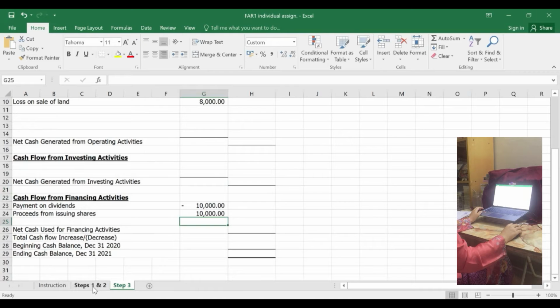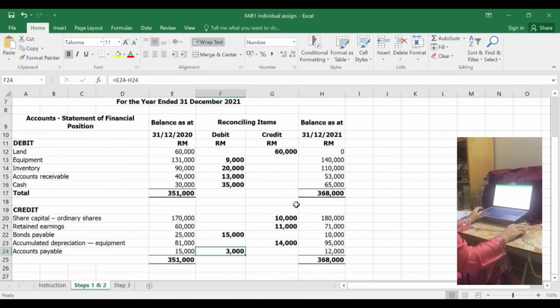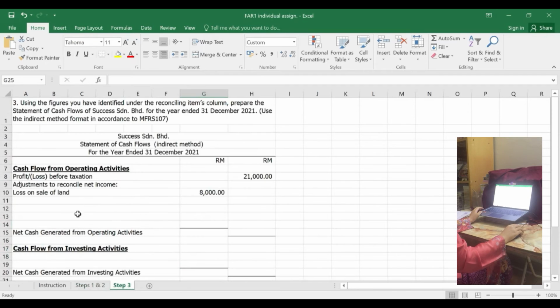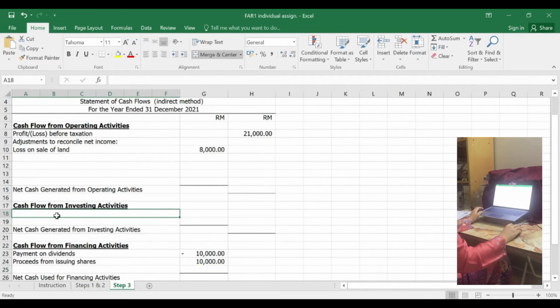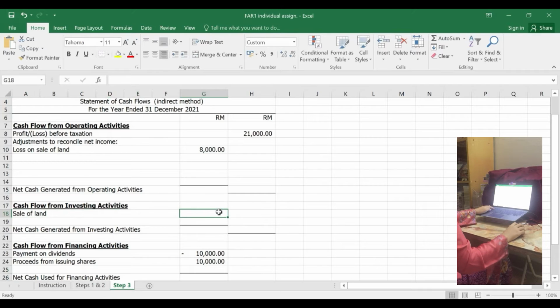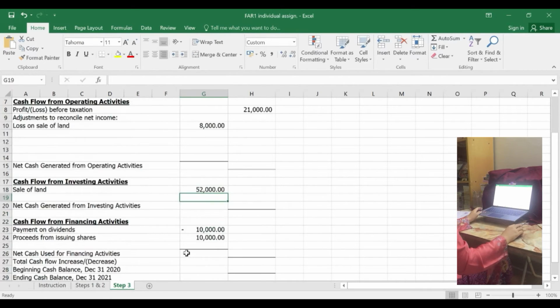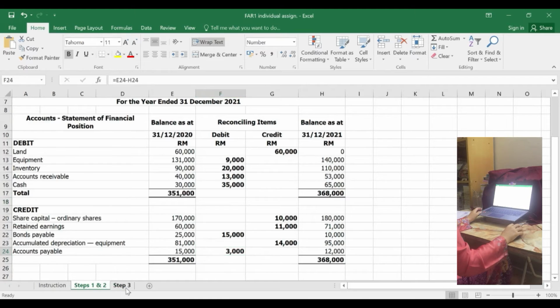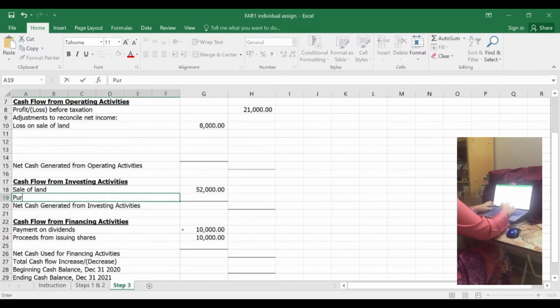After that, we have to do adjustment for the reconciling item. First one is land account. Under the investing activity, as is stated before, the sales of land had generated cash inflow of 52,000. And during the purchase of equipment, we have a cash outflow of 9,000.